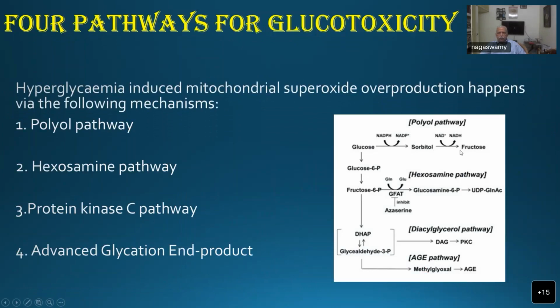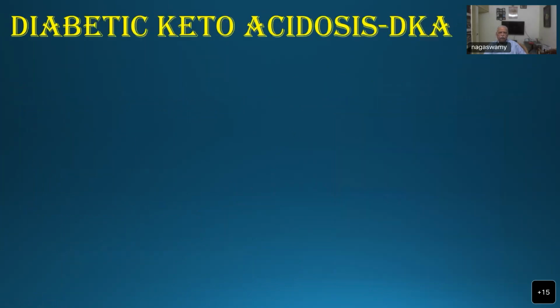Glucose getting converted to fructose is called the polyol pathway. Fructose getting converted to glucosamine and UDP-GlcNAc is called the hexosamine pathway. Then the diacylglycerol pathway or PKC pathway, and finally it goes into what is called the AGE pathway. So these four pathways result in production of superoxide, which is the resultant oxidative stress that attacks the endothelium of the blood vessels and causes all the vascular changes.